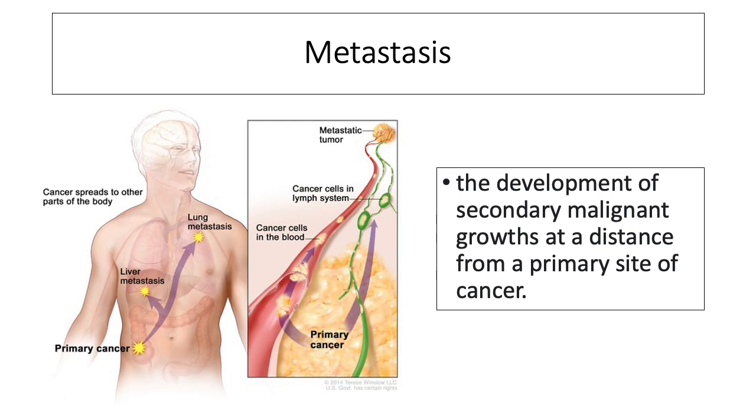So for example, if a cancer is starting here, as we can see, somewhere in the GIT, and then the cancer is found to have spread to the liver as well as to the lungs, that is what is referred to as metastasis.